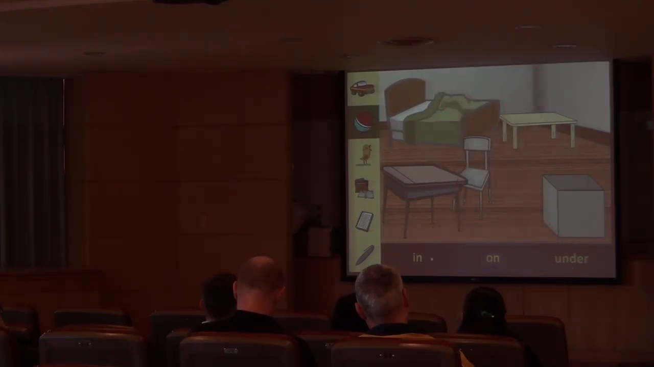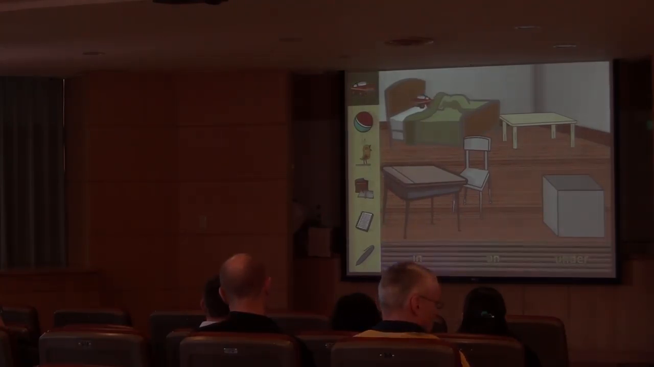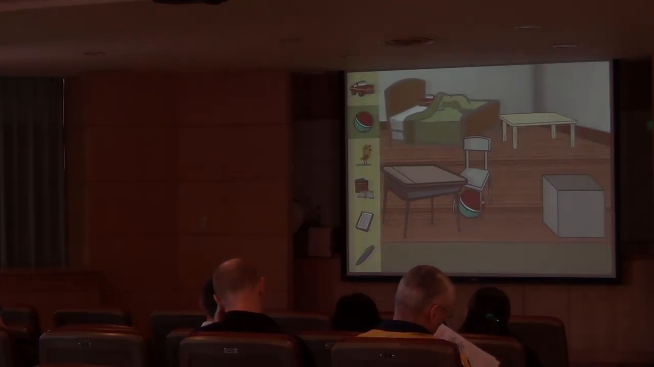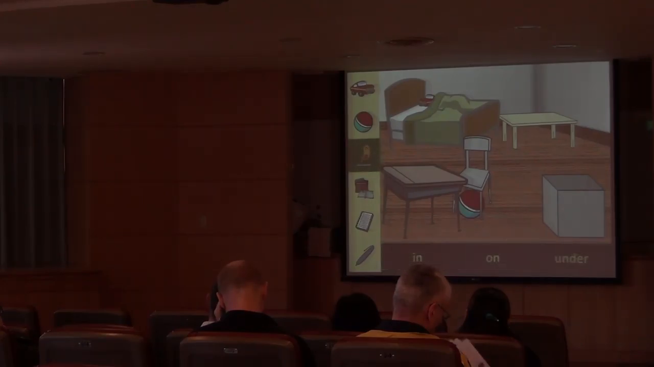Right, for this one, first review: bed, chair, table, floor. Then you go into the room, and they have to find these different things. Where's the ball? The ball is on the bed. No, it's not on the bed. So the ball is... you can turn them both off.